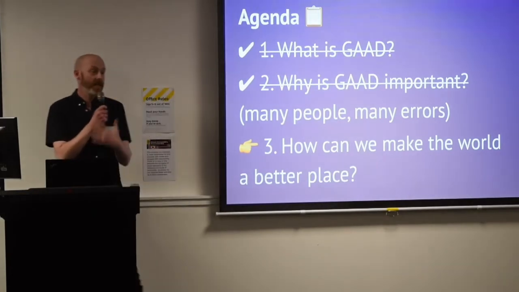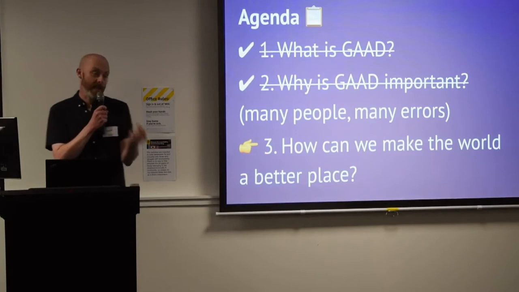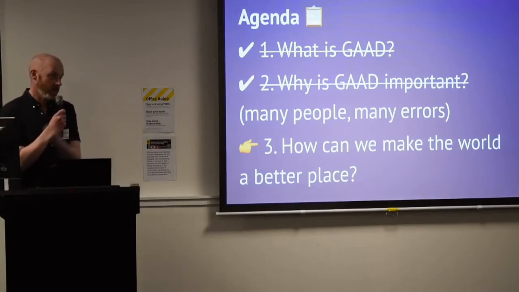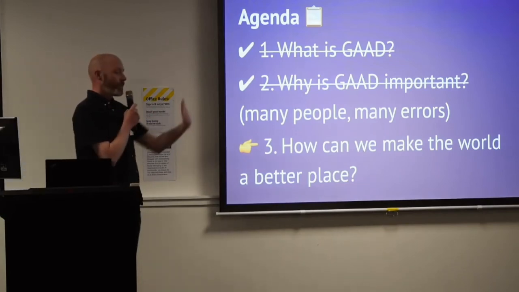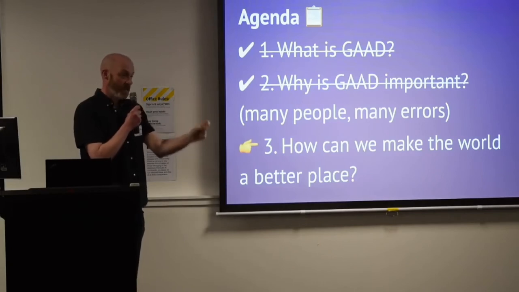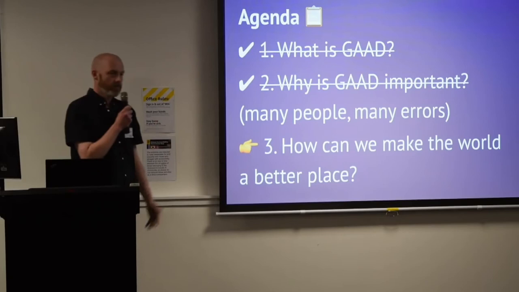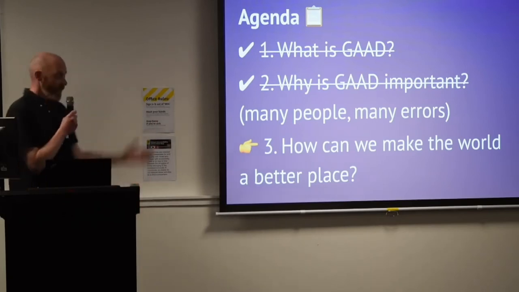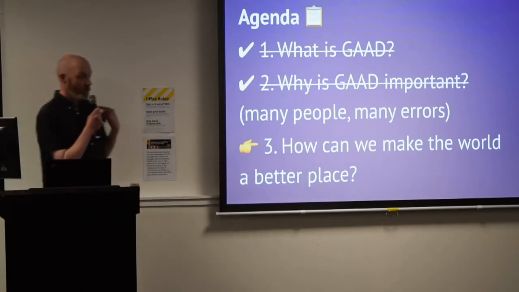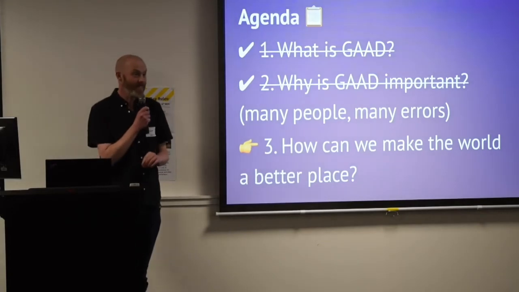Somebody with a disability accessing the website would not get the same information as somebody without a disability. An automated tool was run against it and said, oh, this is missing a thing. It should have a thing. There is no thing. Where is the thing? And under number three, how can we make the world a better place? I'll talk about some specifics of those errors.